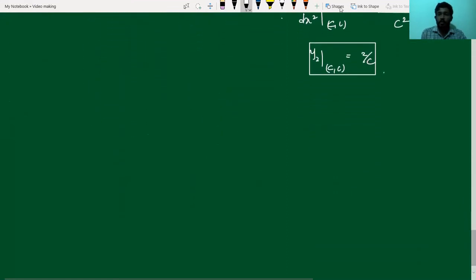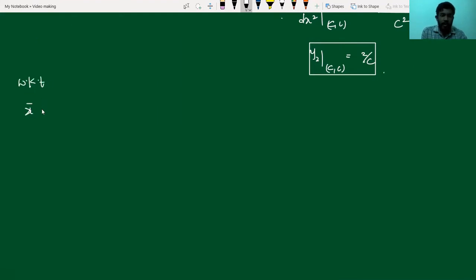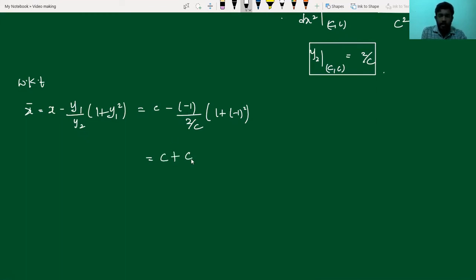We know the formula to find x bar is x minus y1 by y2 into 1 plus y1 square. Here x value is c, minus y1 value is minus 1, divided by y2, which is 2 by c, into 1 plus y1 square. We get c minus into minus is plus c by 2 into 1 plus 1 is 2. So we get c plus c is 2c. So x bar is equal to 2c.